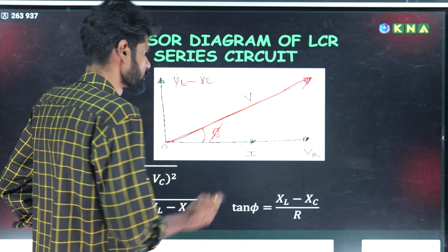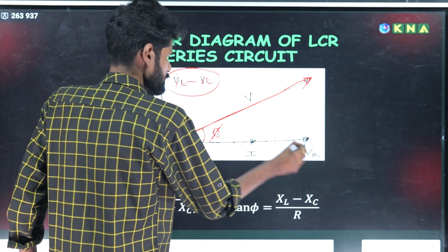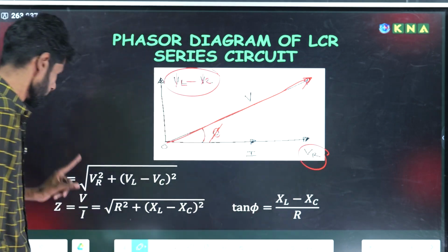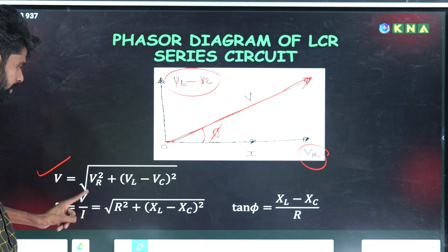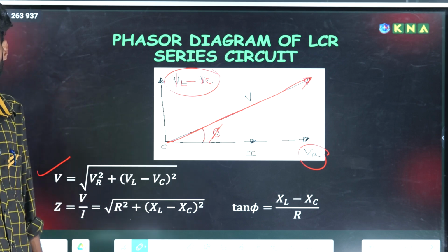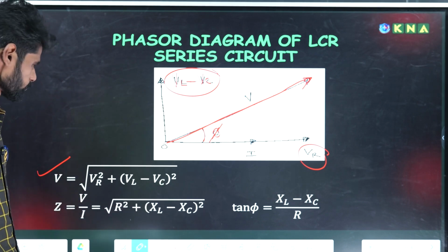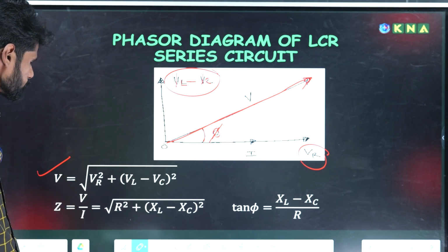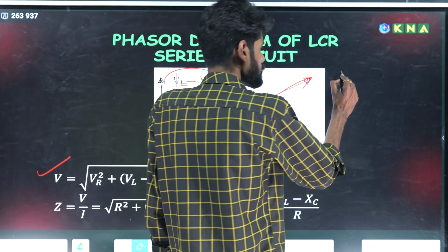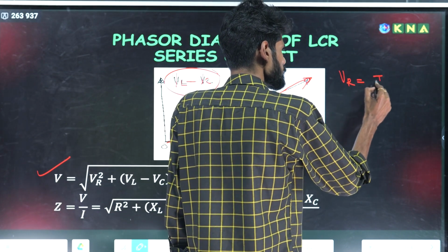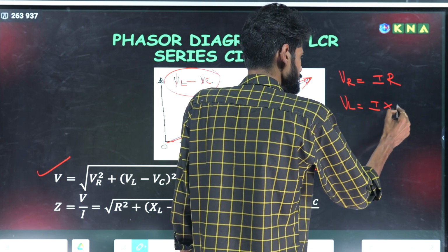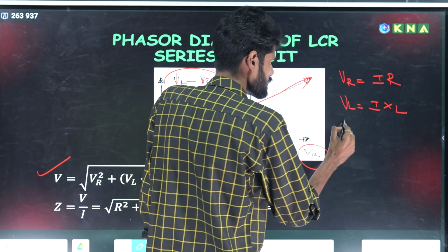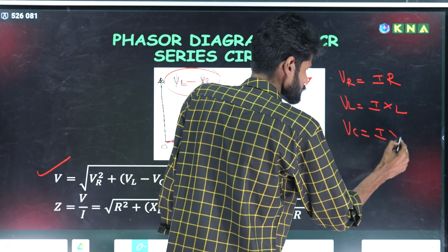So how to find the resultant voltage? Here VL minus VC and VR are perpendicular. Resultant voltage across the LCR circuit is given by V is equal to root of VR square plus VL minus VC the whole square. How to write VR? RMS value of voltage across the resistance is I into R, RMS value of voltage across the inductor VL is equal to I into XL, and RMS value of voltage across the capacitor is I into XC.